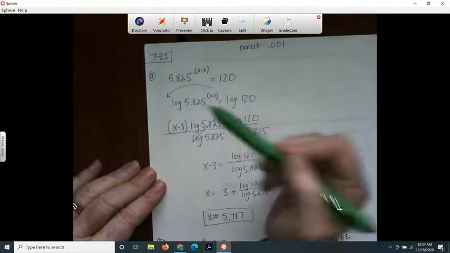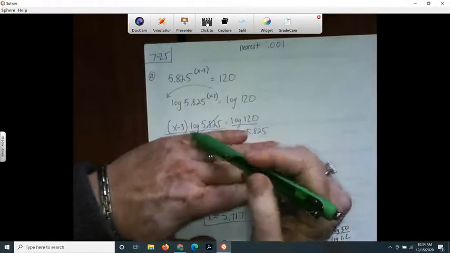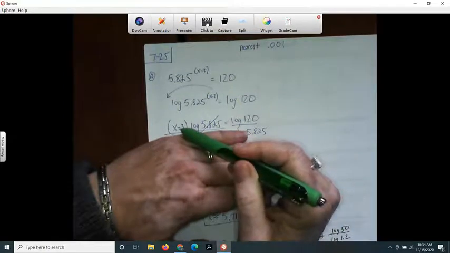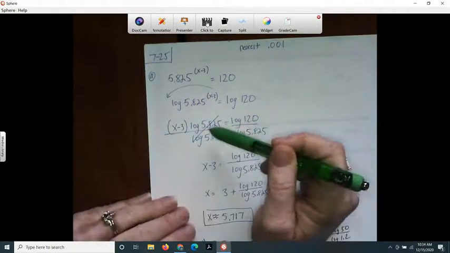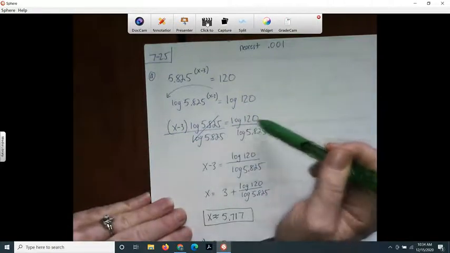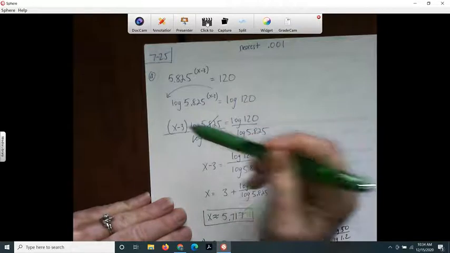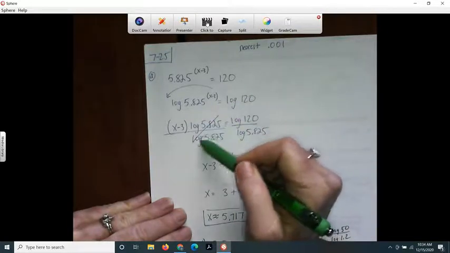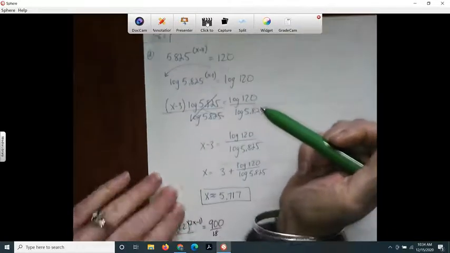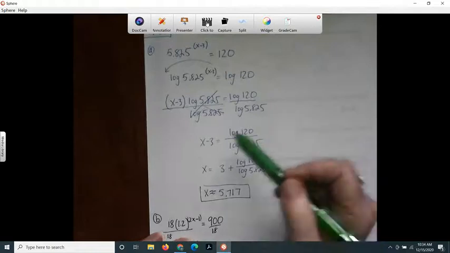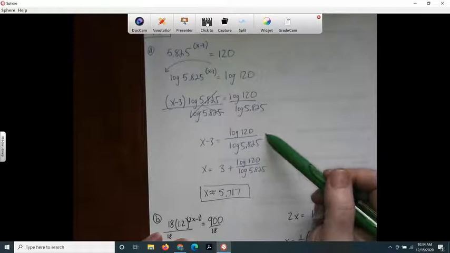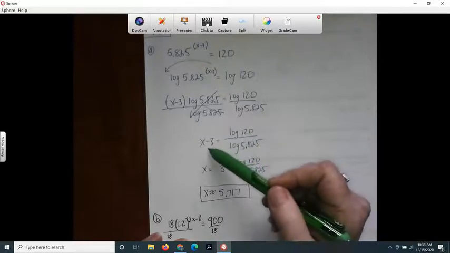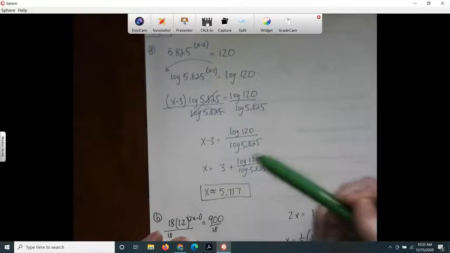And that's kind of what I did right here. But then I divided both sides by log of 5.82 because I'm trying to get that x minus 3 by itself. So that's what I'm showing right here. I canceled it out. Okay, and this is just algebra right here. And then I had to add 3 to both sides to get the x by itself.